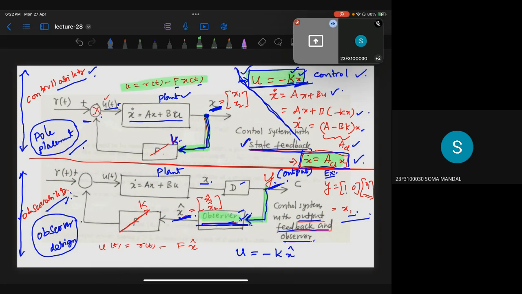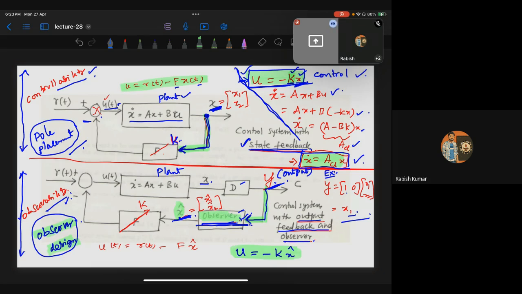We design something called an observer. What will this observer do? The observer takes the output Y and, using that output, it estimates the X cap. Then you can directly follow the pole placement method. Is this clear? Yes, sir. That is called the observer design, which is also called output feedback and observer. Based on output feedback, we design the observer. That we will see in the next live.